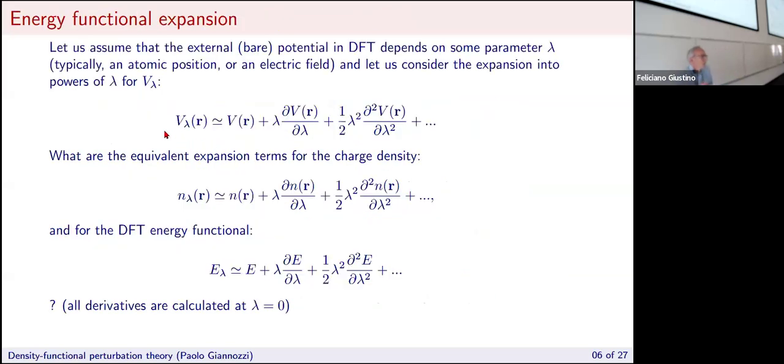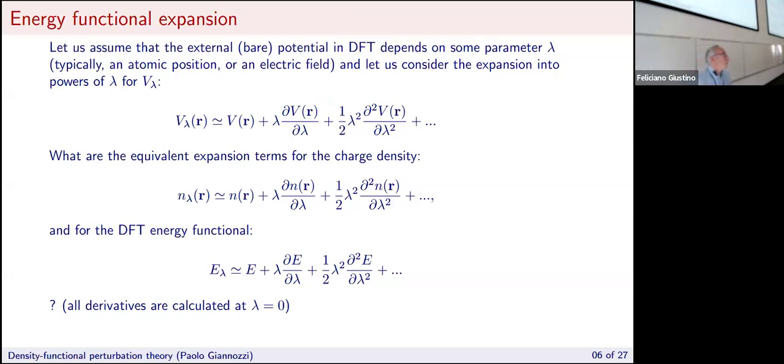Now, okay, this is for the basis calculations for the self-consistent solution of a given system with given nuclear positions. So what happens if you have some change in the potential, in the external potential that is present in the DFT equations?